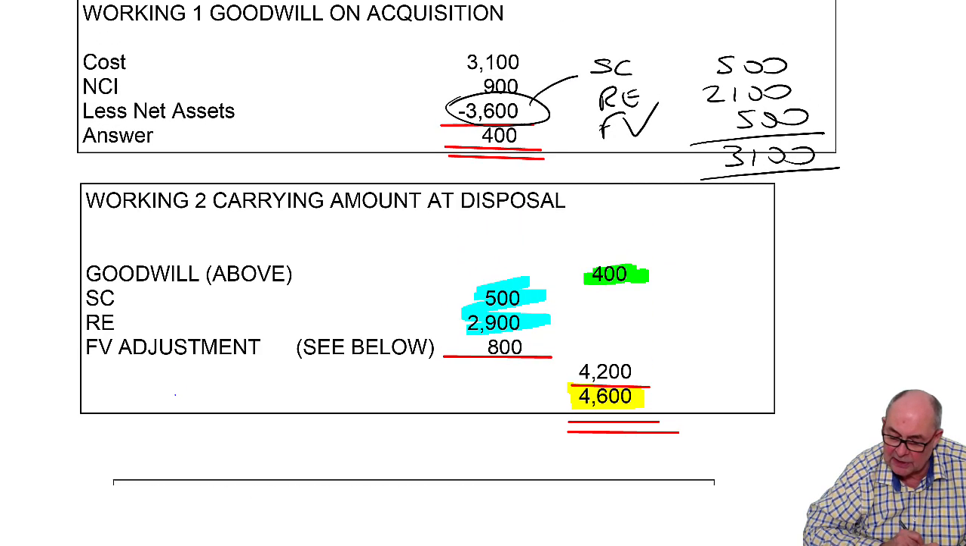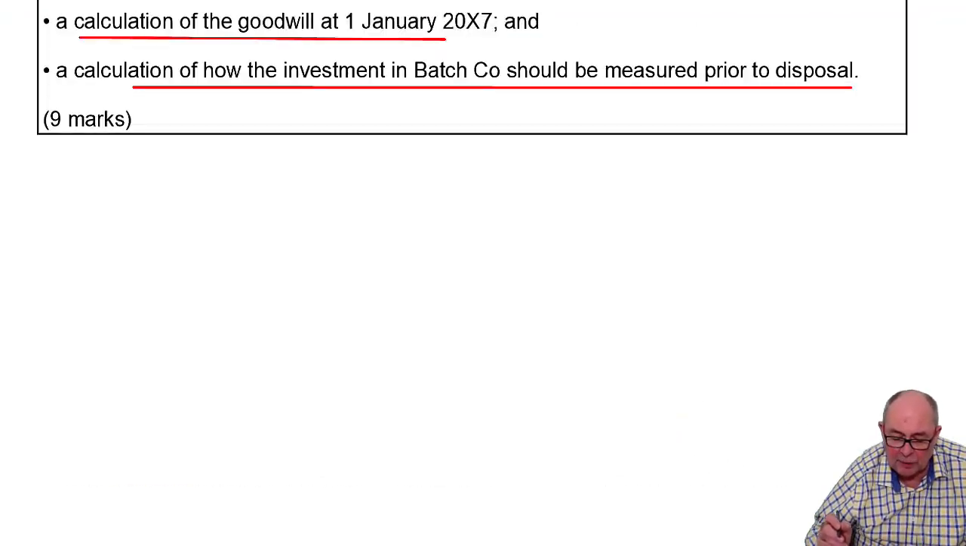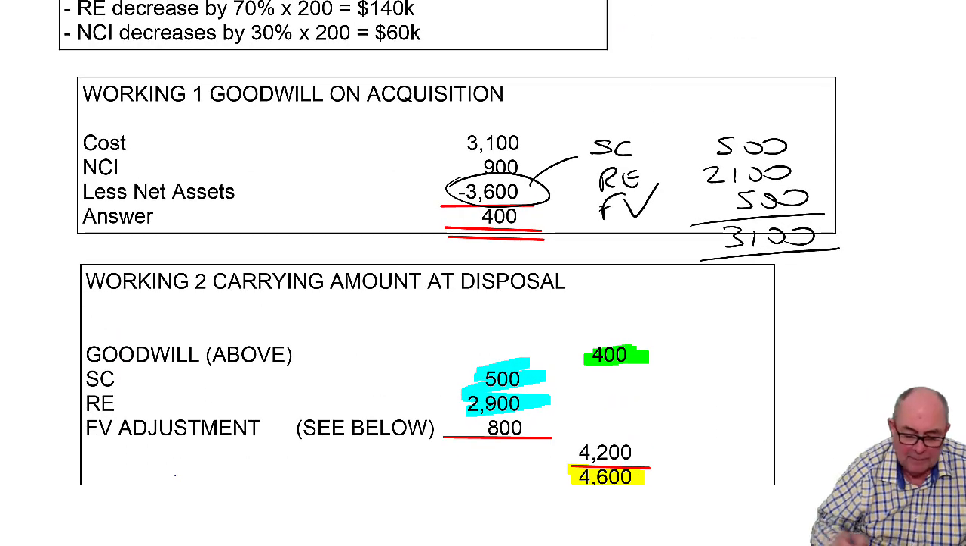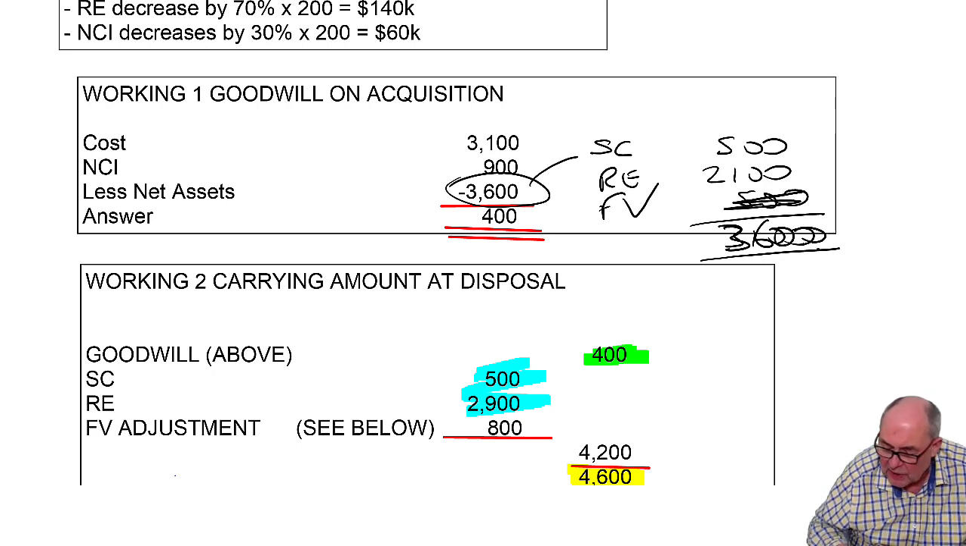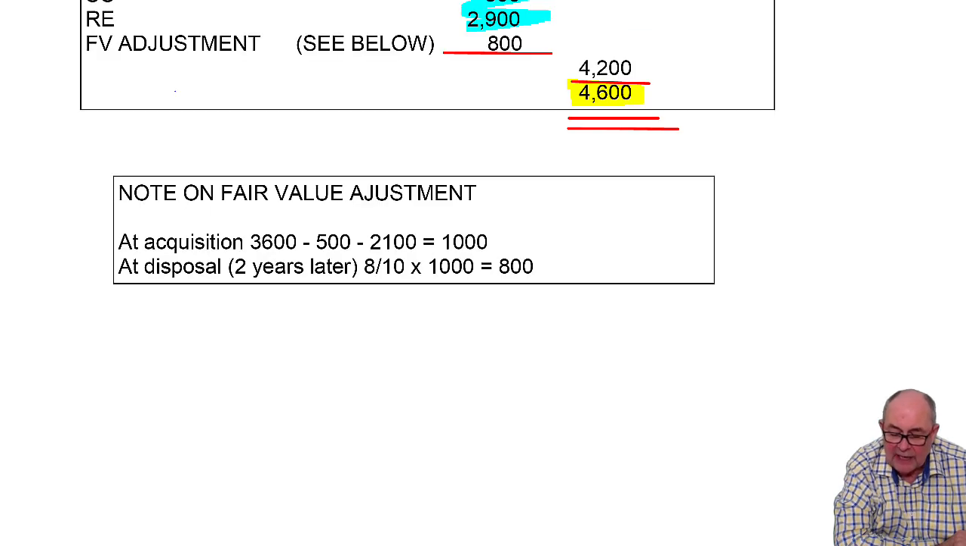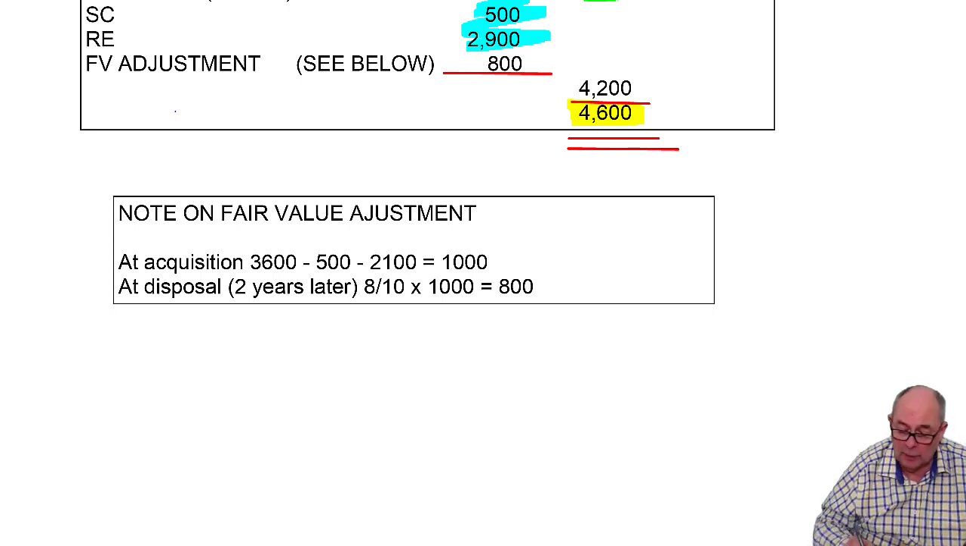3.6 minus 2.6, that's 2.6, 3.6, 3.6. I've picked up a figure wrong, I think. Let's have a look. Oh, silly boy. The net assets were 3.6, weren't they? What a silly tutor. Right, so this one was 3.6. And again, my computer's being unkind. So this would have been 1,000, a balancing figure. I've actually put it better down here. At acquisition, there would have been a fair value adjustment of 1,000.